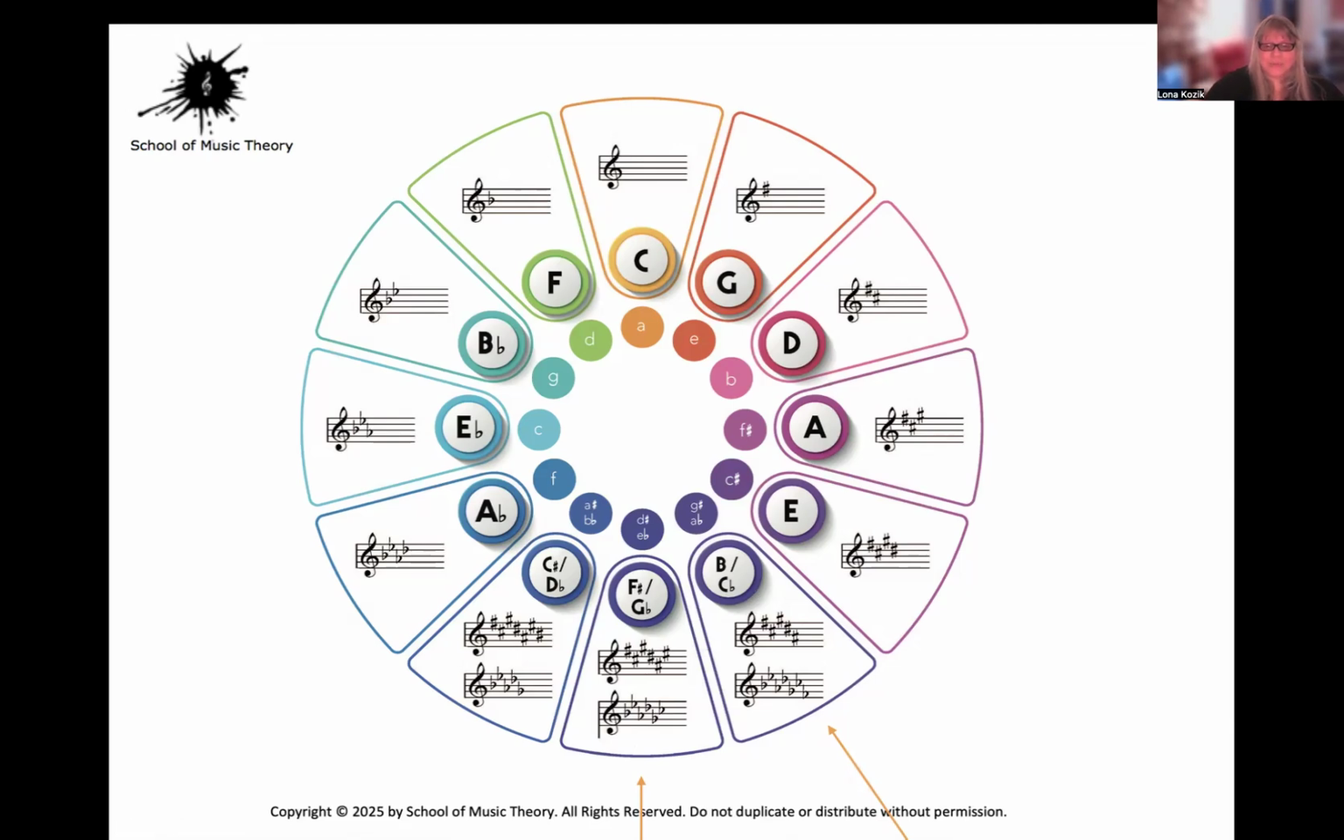Now, for the next one, B is the fifth of E, but actually, we're going to go to E sharp. Remember that if we're doing perfect fifths, B would be the fifth of E, right? It's the perfect fifth above E. But if we go to E, it knocks us out of the key of F sharp. So we've got to stay in the key of F sharp major, which means we go to E sharp.